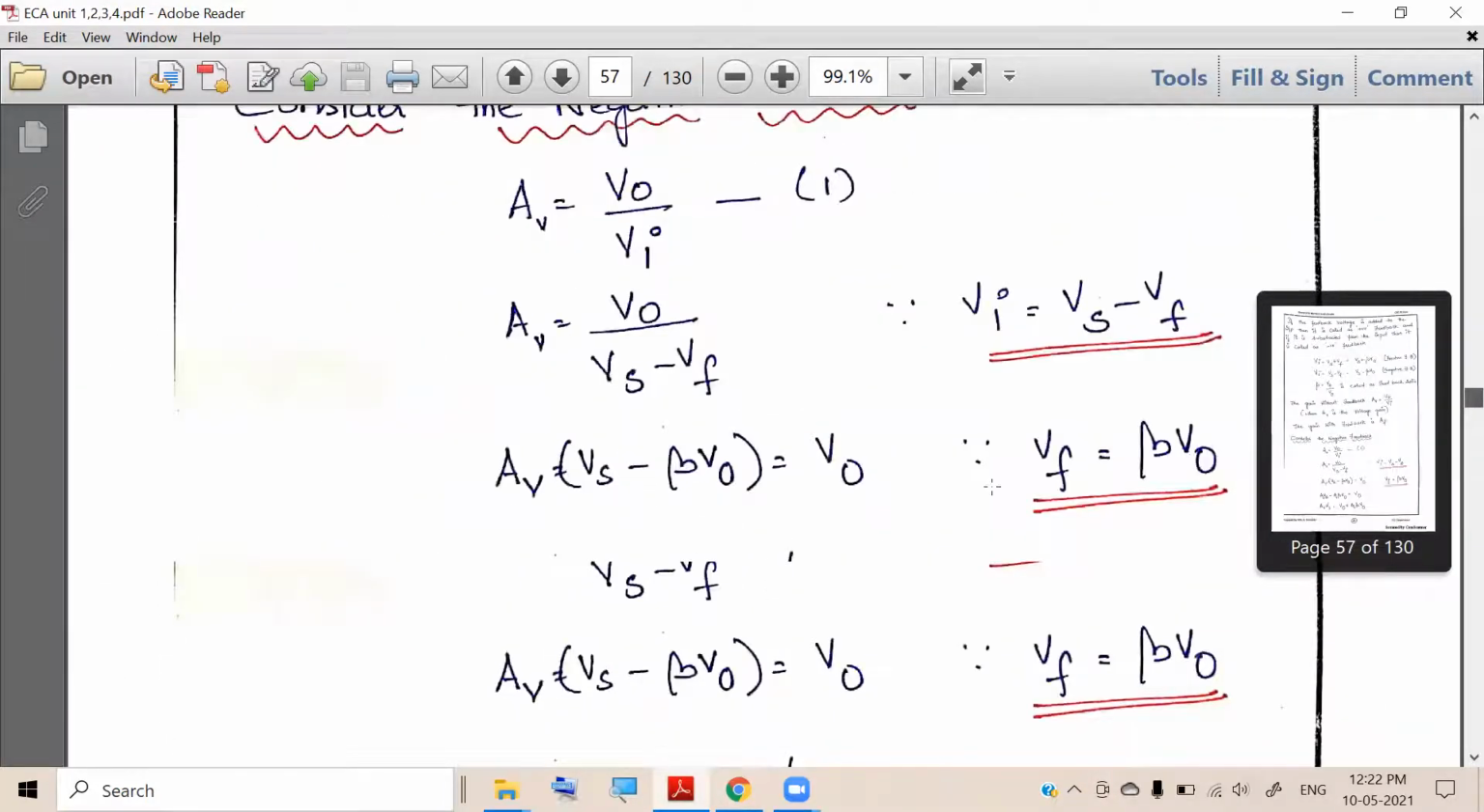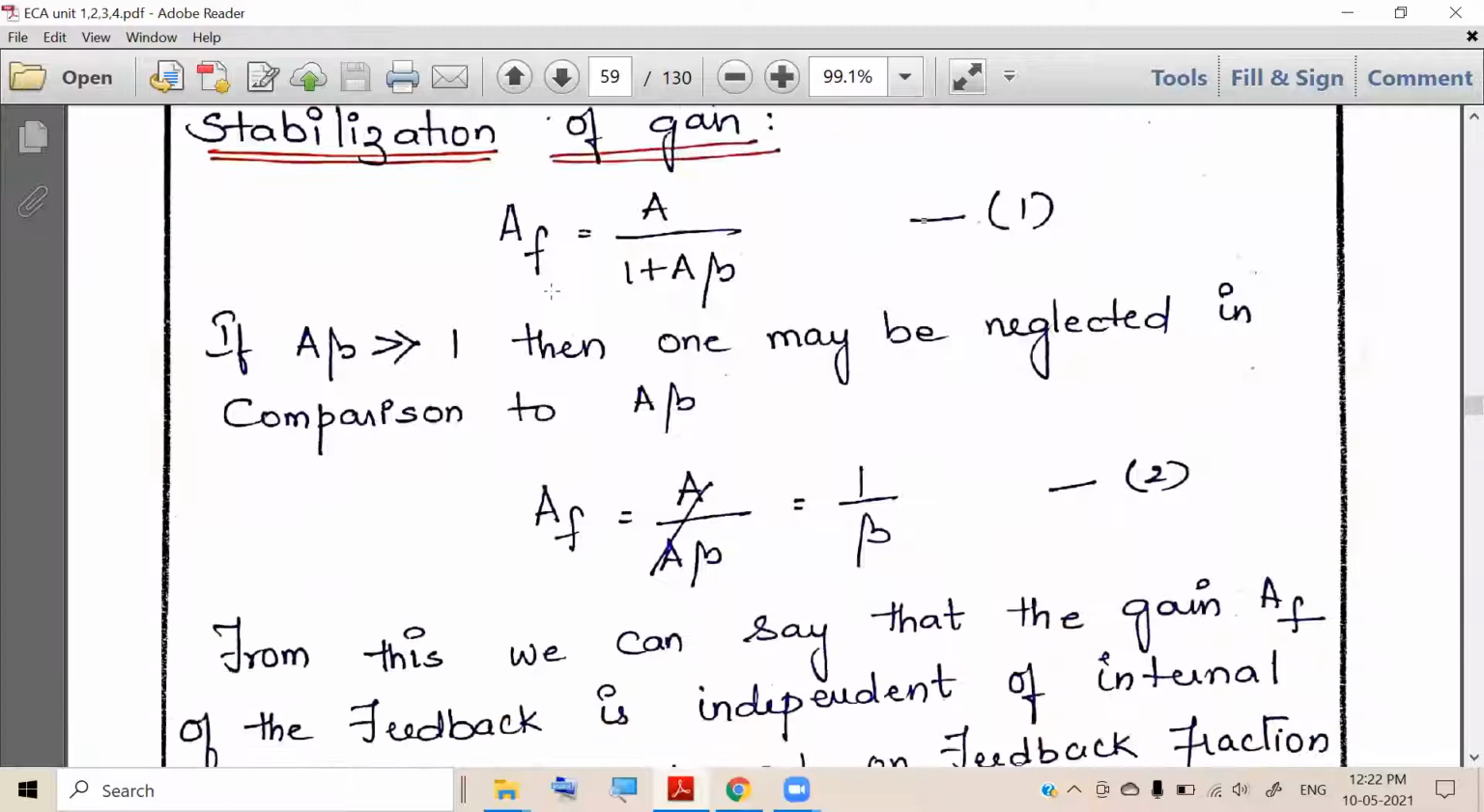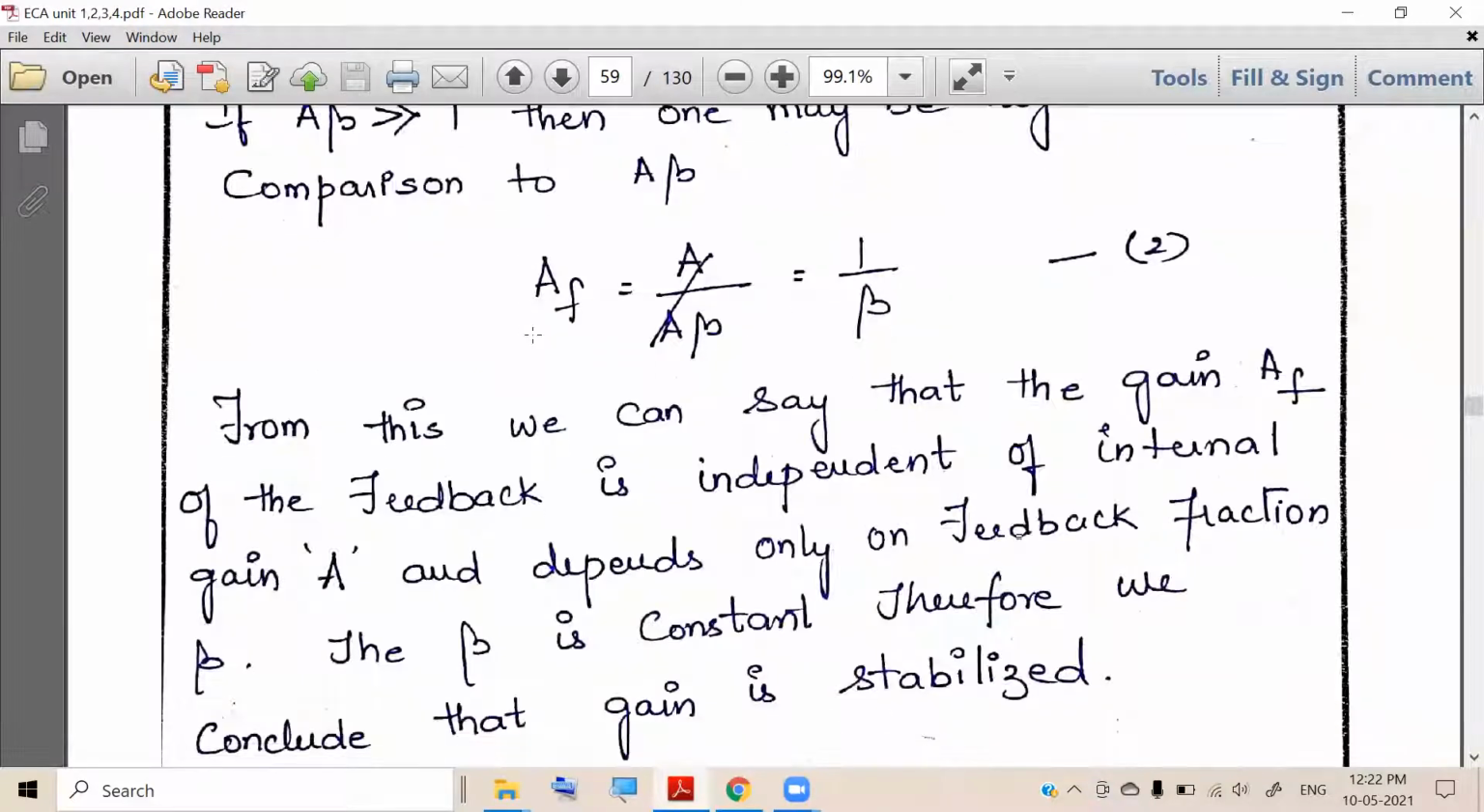Please confirm if you are able to see my screen and my voice is clear.